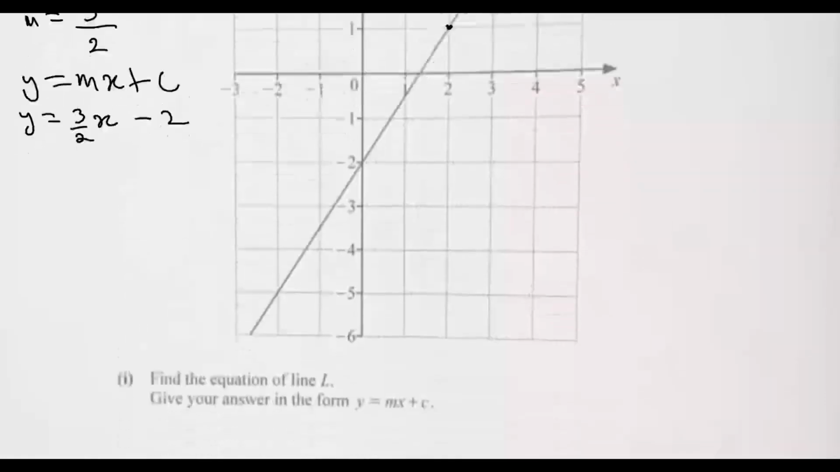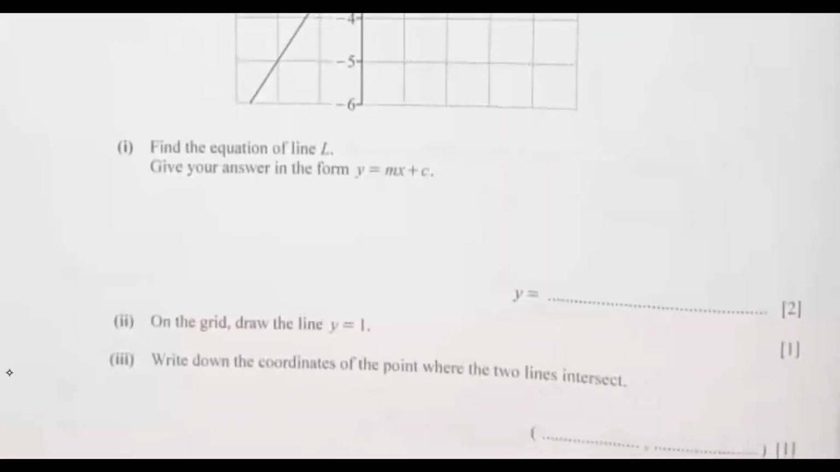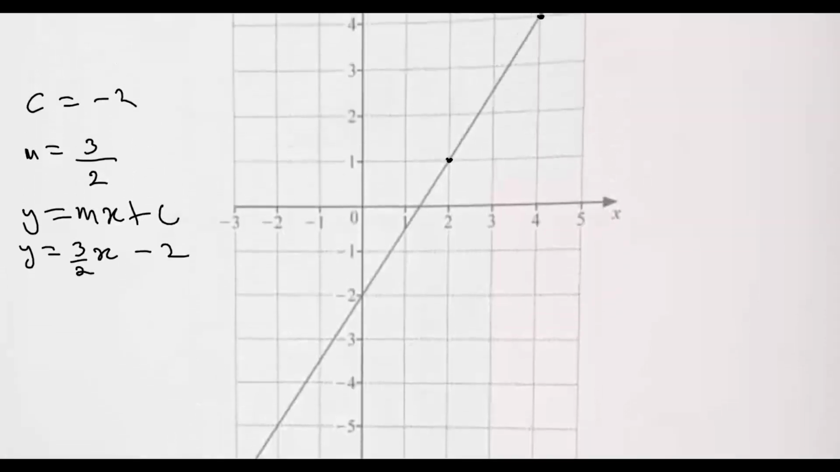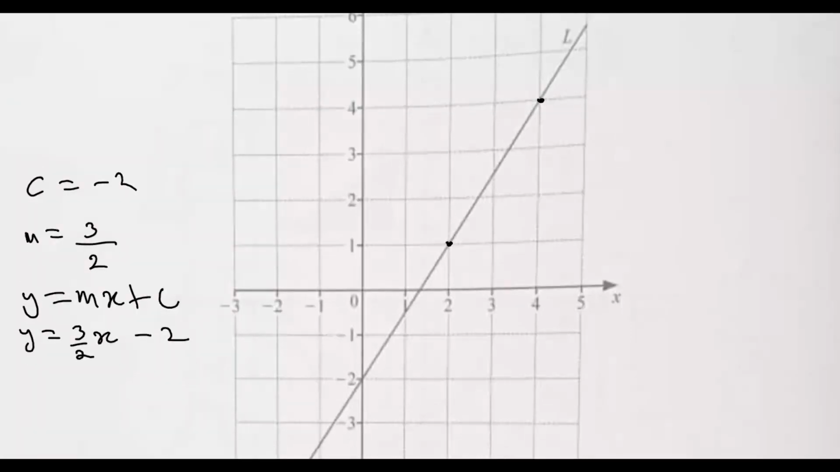So let's scroll down for the Roman figure 2. On the grid, draw the line y equals 1. Y equals 1 will be along this line. So let's join it. So this is the line y equals 1. You can see this one is not on the line here because the image is bending. So this is the line y equals 1.